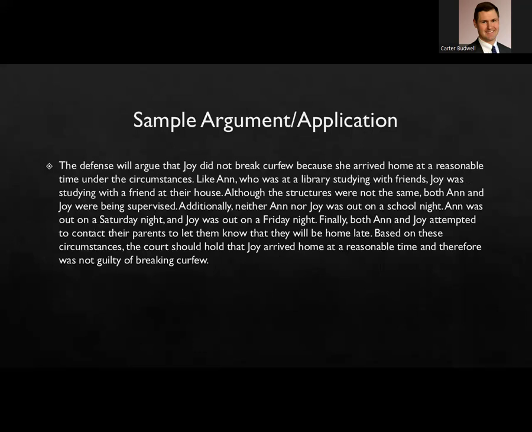The defense will argue that Joy did not break curfew because she arrived home at a reasonable time under the circumstances. So again, there's that language from the rule that we keep going back to. Now let's jump into the comparison. Like Anne, who was at the library studying with friends, Joy was studying with a friend at their house. Although the structures were not the same, both Anne and Joy were being supervised. So you might remember Joy at the house, there was a parent there, and Anne was at the library where there was a librarian.